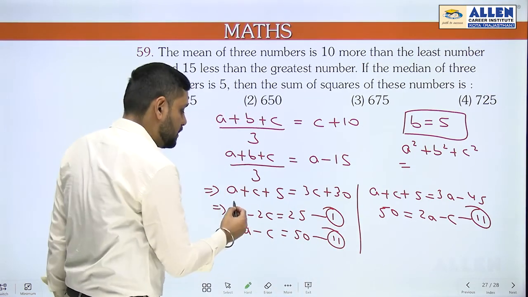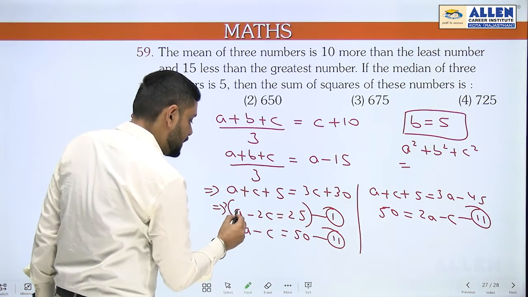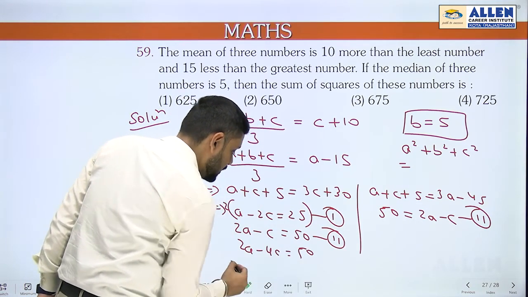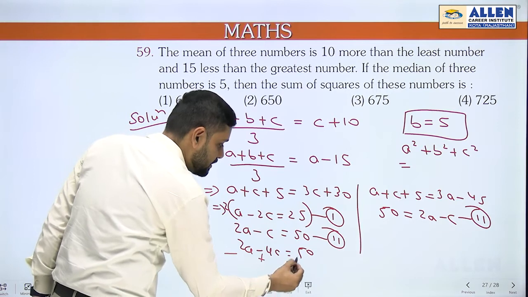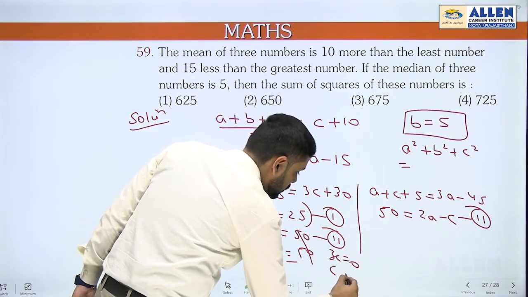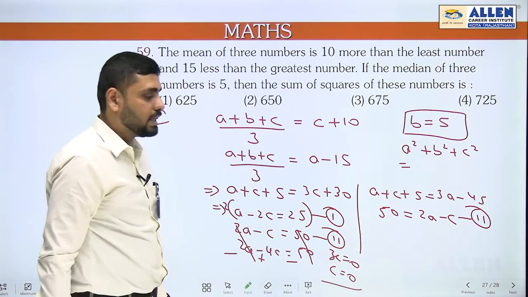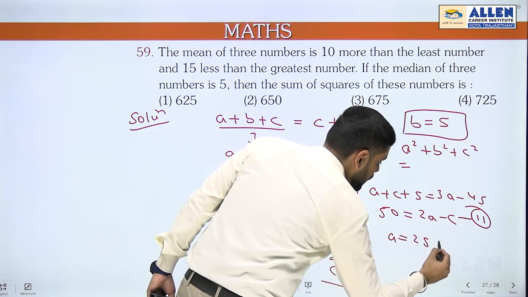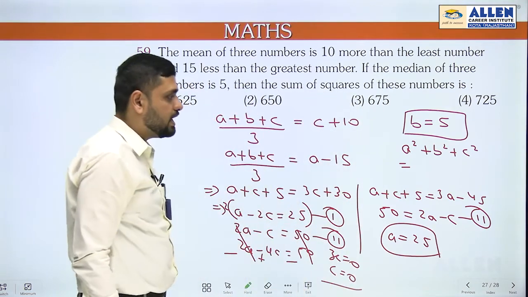Now we'll simplify the linear equation in two variables. We'll multiply it by 2, we'll get 2A minus 4C equal to 50. We'll subtract it, we'll change the sign, this will get cancelled, this will get cancelled. So we'll get 3C equal to 0. So the value of C is 0. As the value of C is 0, we'll keep it here, so we'll get A as 25. So these are the values of A, B and C.